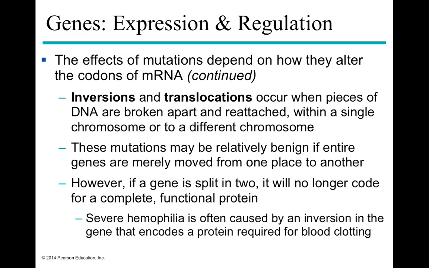And so oftentimes people don't even know that they have inversions or translocations in their genome until they go in for fertility treatment. Usually the mutations are benign if the entire gene is moved. However, sometimes a gene is split in two, and if it's split in half during a translocation, then you have half on one side, half on the other. It's not going to code for a complete functional protein. At best, it codes for two partially functional proteins, but generally it's going to code for nothing or nonsense. An example of this is hemophilia. Hemophilia is often caused by an inversion in the gene that encodes for a blood clotting protein, and because it's cut right in the middle, it's unable to create a functional protein.